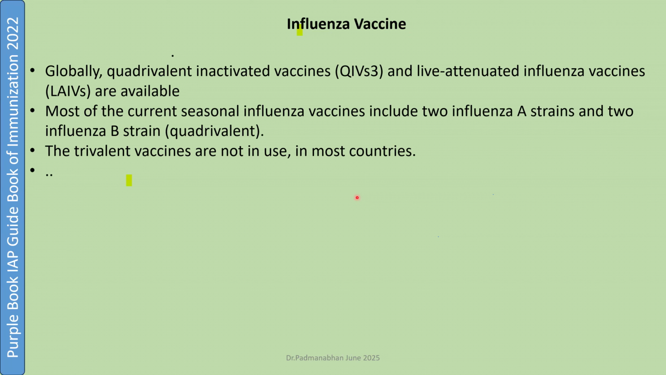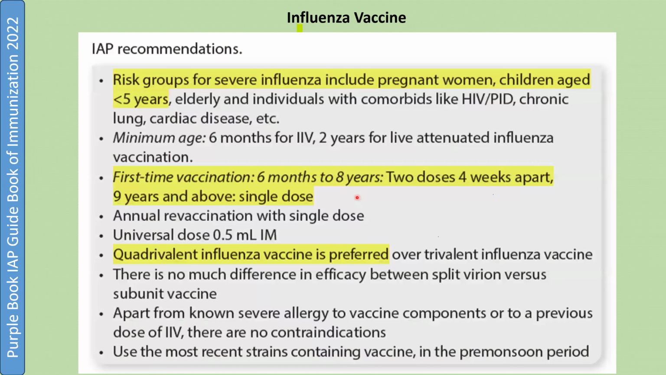Influenza vaccine. Globally, quadrivalent inactivated vaccine and live attenuated influenza vaccine are available. Most of the current seasonal influenza vaccines include 2 influenza A strains and 2 influenza B strains, that is quadrivalent. The trivalent vaccines are not in use in most countries.